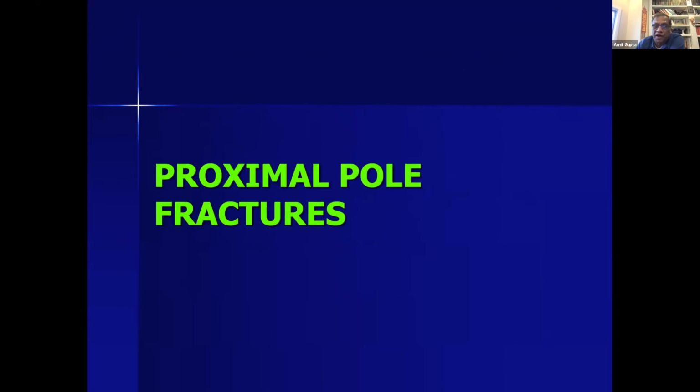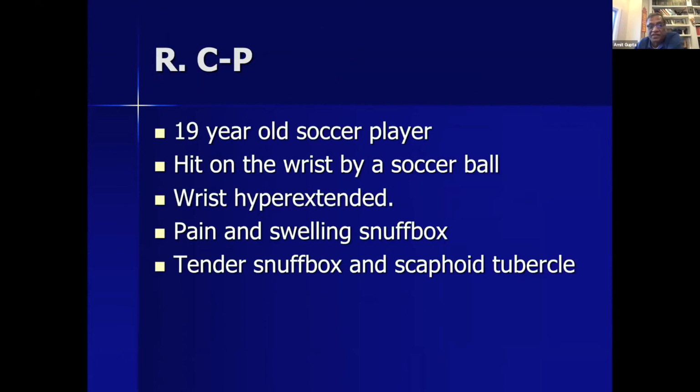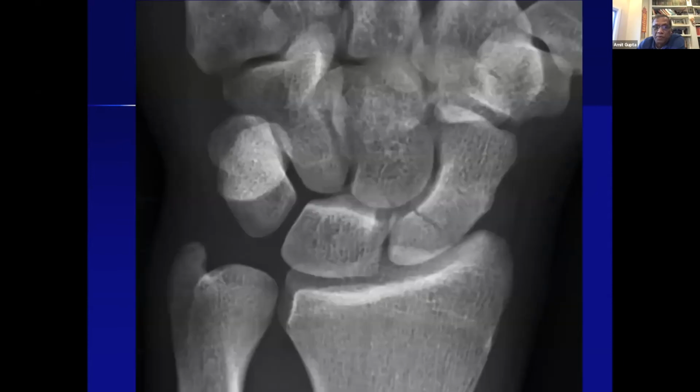Then proximal pole fractures. It's been shown clearly in the literature that proximal pole fractures have high rates of non-union if not managed by fixation early. And here's a case of a 19-year-old soccer player who was hit on the wrist by a soccer ball. His wrist became hyperextended. He came to the office complaining of pain and swelling in the snuffbox. There was tenderness in the snuffbox and scaphoid tubercle, and this was the X-ray, which appears to be a fairly non-displaced fracture of the proximal pole of the scaphoid.